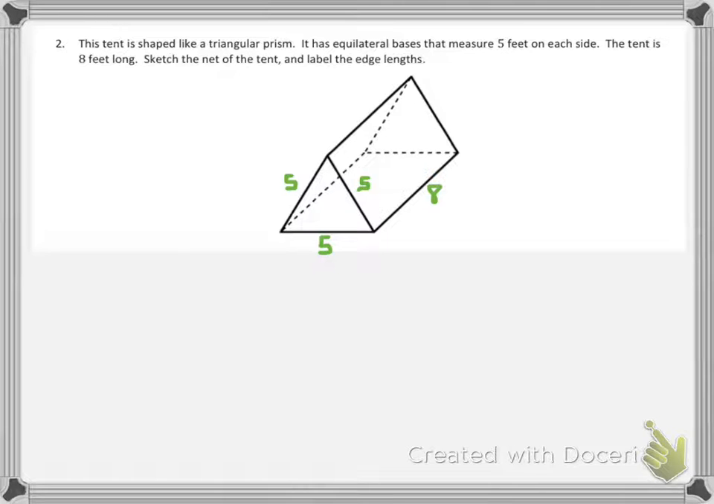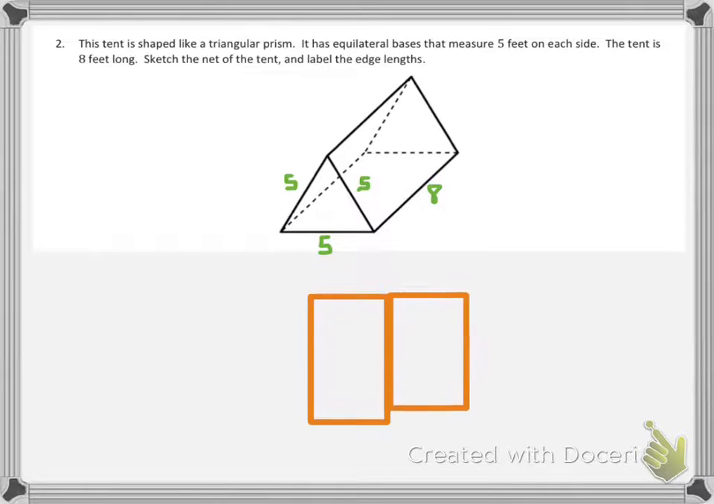So I need a net. I need to just split it apart. I'm going to do the sides first this time, and those are going to be 5 by 8 rectangles. So let's say that's a 5 by 8 rectangle. Say that's the bottom. Here's the right side, also a 5 by 8.